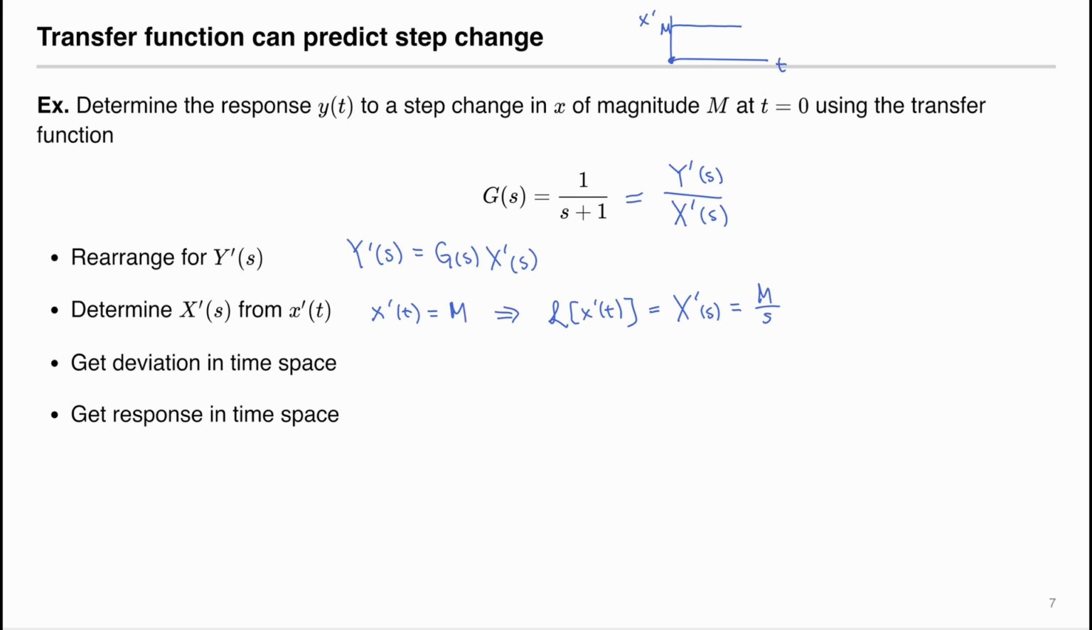And now we have G of S, we have X prime of S, we can substitute in. So big Y prime of S equals 1 divided by S plus 1 multiplied by M divided by S. And now we want to get the deviation in the time space. Then we'll do the inverse Laplace transform for big Y of S. That will give us small Y prime of t. To do that, we need to perform the inverse Laplace transform for M divided by S plus 1 times S.